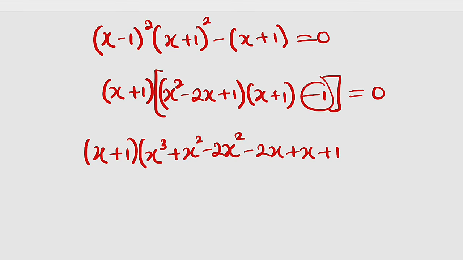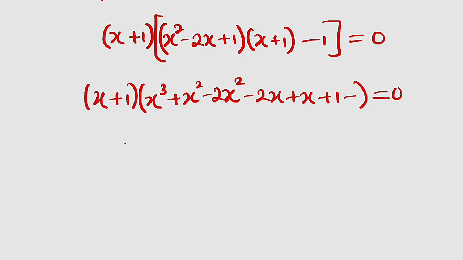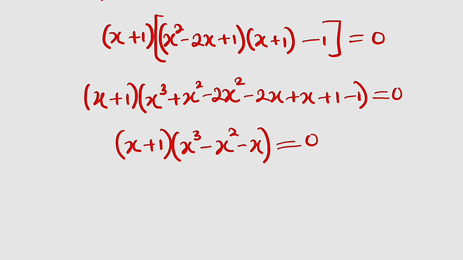Then we have this minus 1. This is equal to 0. x plus 1 multiplied by x cubed. Then with the power of 2, this minus this is negative 1x squared, negative x squared. This will give us negative x, negative x. Where's my 1 here? This particular one. So they will cancel automatically. 1 minus 1 is 0, right? So we have everything equal to 0.